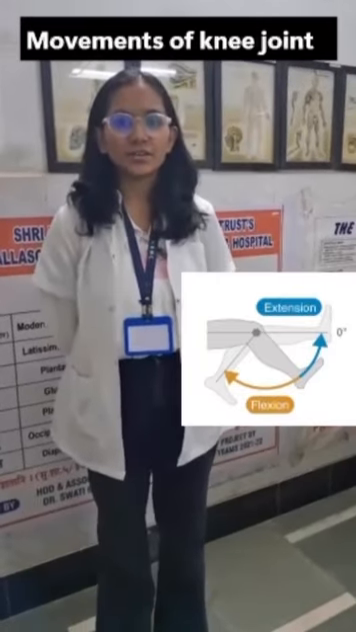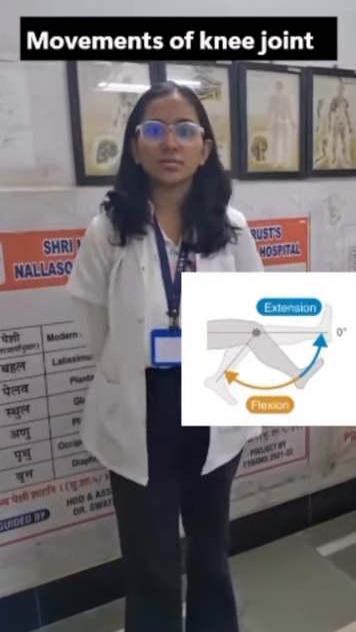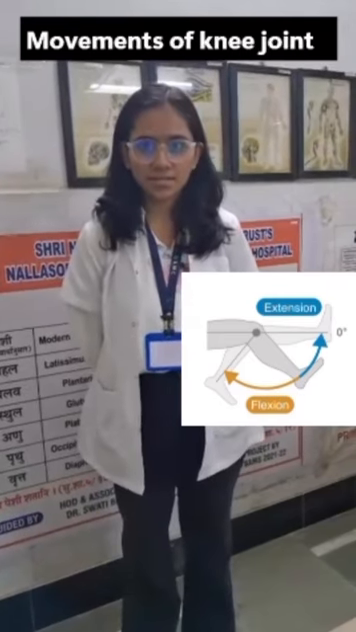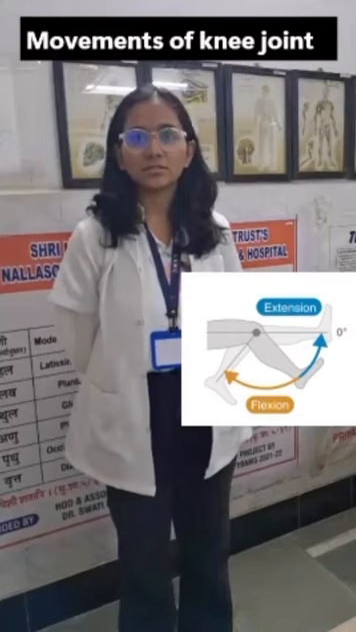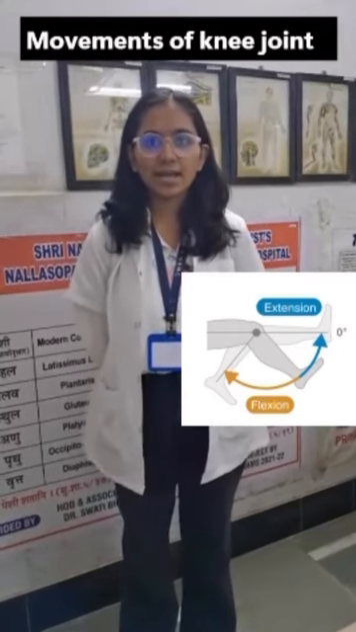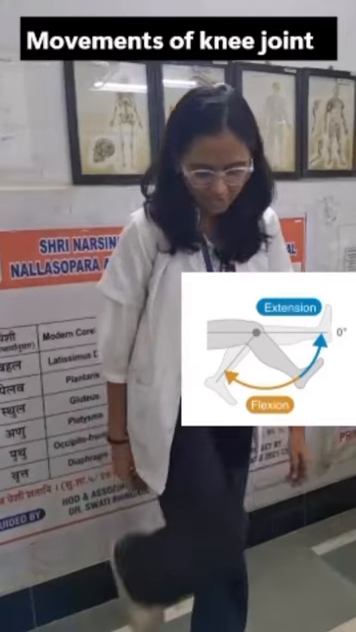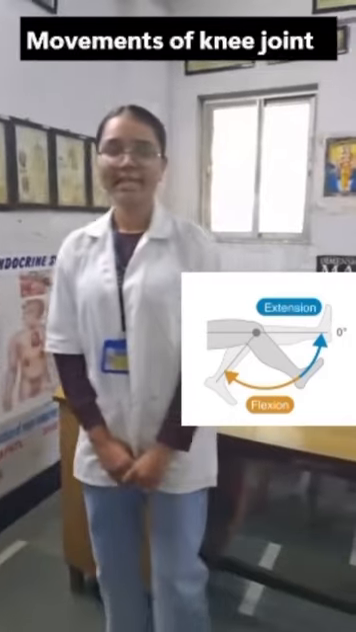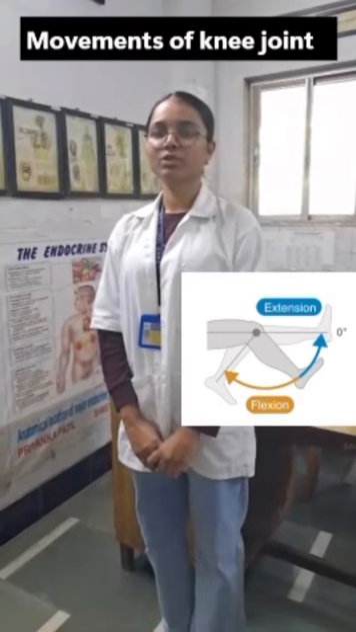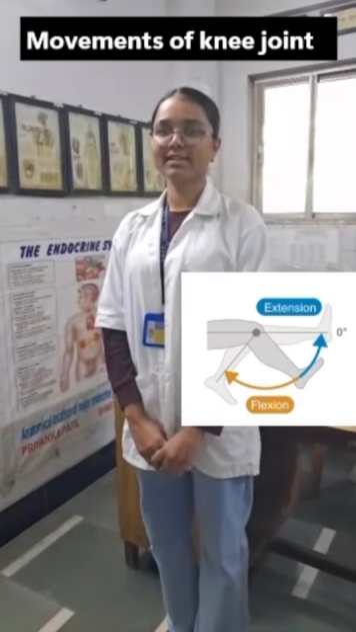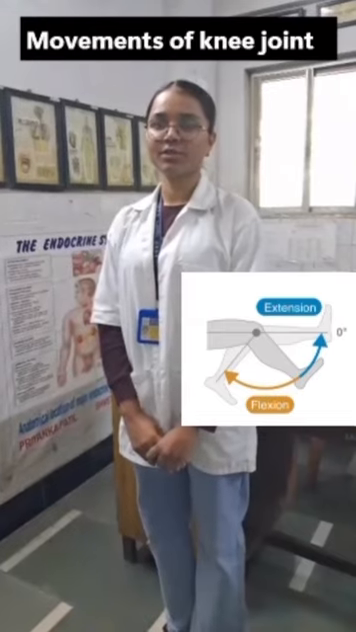Movements of knee joint. First movement is flexion. Muscles involved in flexion are biceps femoris, semitendinosus and semimembranosus. In flexion, the posterior angle between thigh and leg decreases. The second movement is extension of the knee joint. In extension, the posterior angle between thigh and leg increases. The muscle involved in extension of the knee joint is the quadriceps femoris.